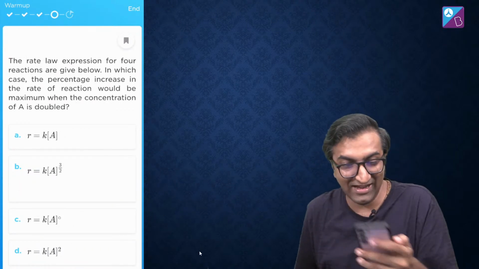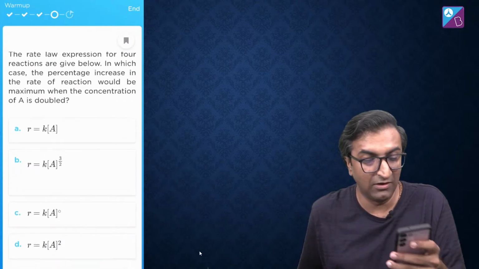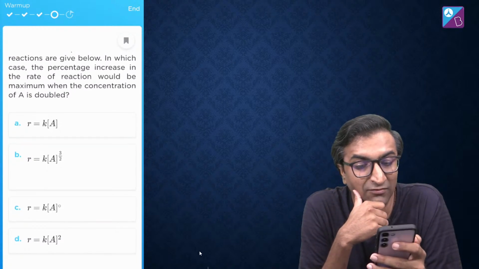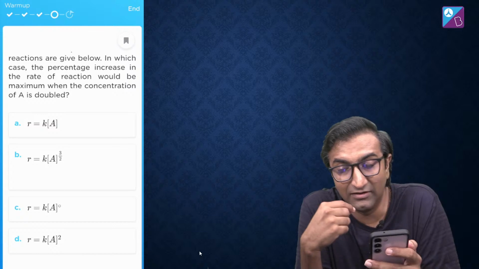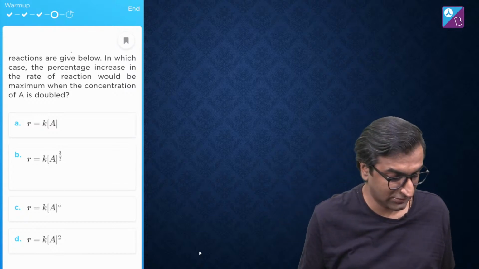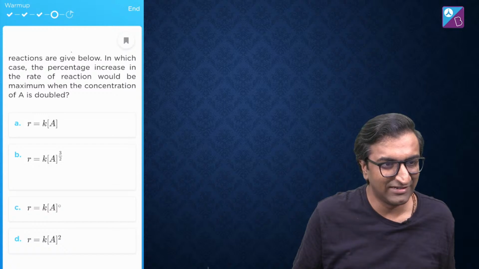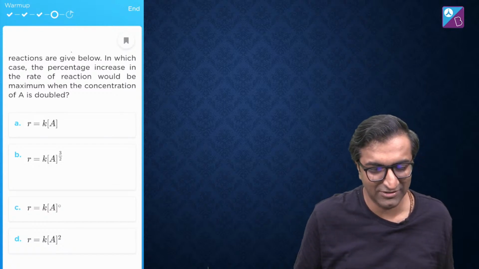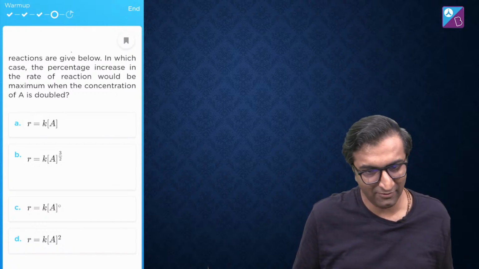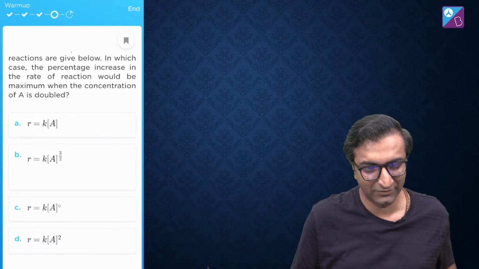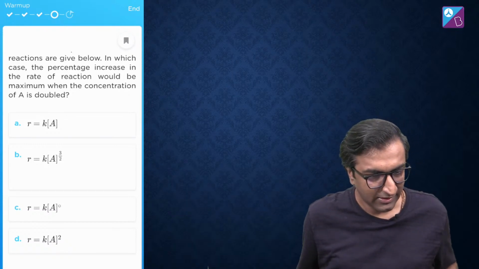ठीक है. The rate law expression for 4 reactions are given below. Which case the percentage increase of the rate would be maximum when the concentration of A is doubled? That's an interesting question. ये देखो मजेदार सवाल है. अब देखो अलग सवाल आ रहे हैं फ्रॉम नीट. इनिशियली लग रहा है सिमिलर सवाल आ रहे हैं, बट नो, वी गेटिंग वेरी डिफरेंट क्वेश्चंस फ्रॉम नीट. नाइस एल्गोरिथम, आई लाइक इट. क्लियर है ना? वेरी इजी, गुड.